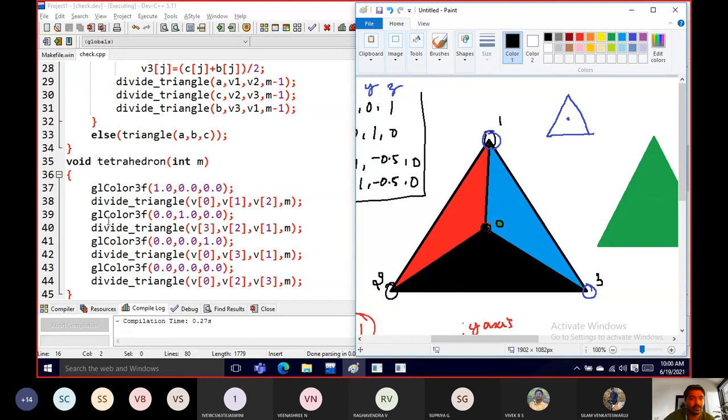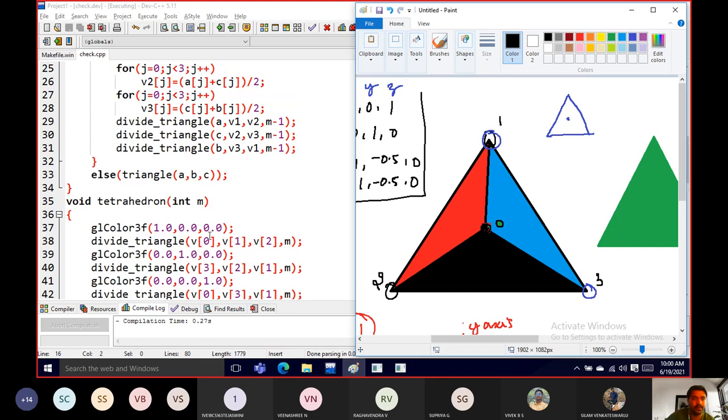So what is the first thing we have done now? We just got the values, not connected yet. So 0, 1, 2, 3, 2, 1, 0, 3, 1 and 0, 2, 1 are those values which are going to divide triangle. You go to divide triangle for the values 0, 1, 2. Let's assume my n value is equal to 1 for now.